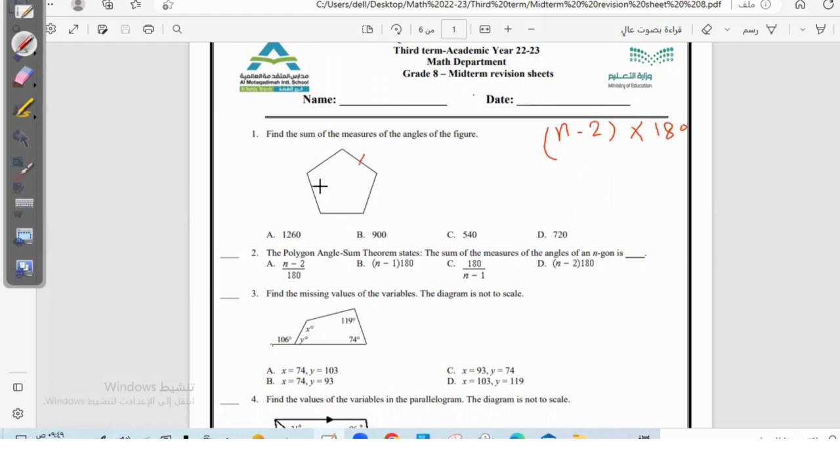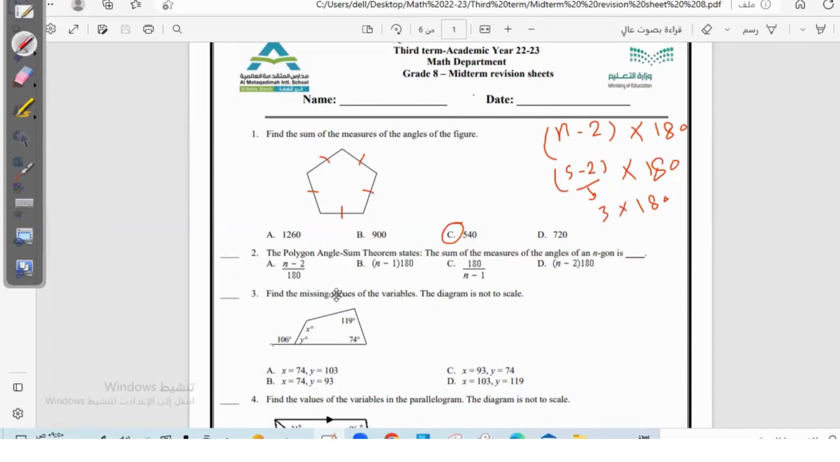1, 2, 3, 4, 5. So n is 5. 5 minus 2 is going to be 3. 3 times 180 is going to be 540. So the answer is going to be C.